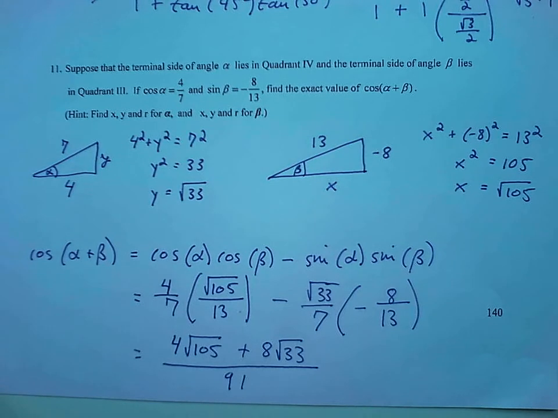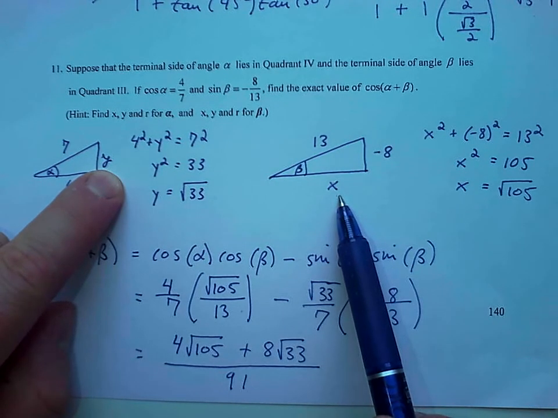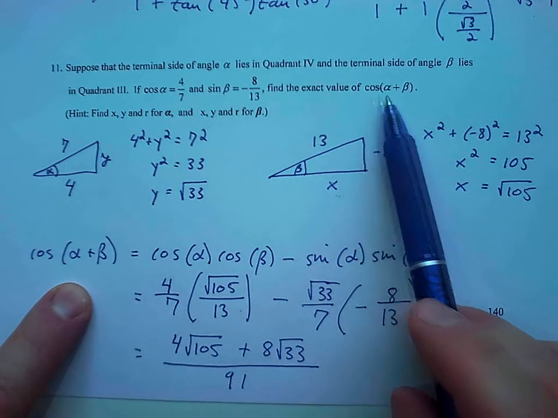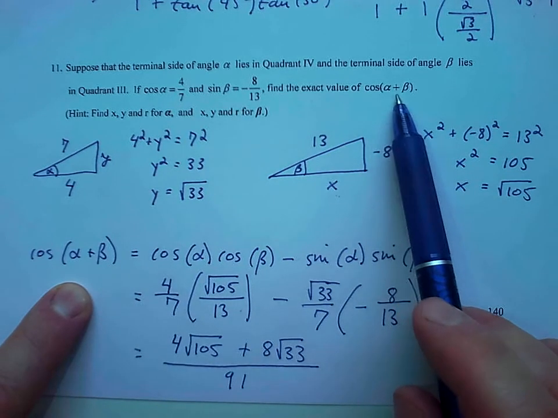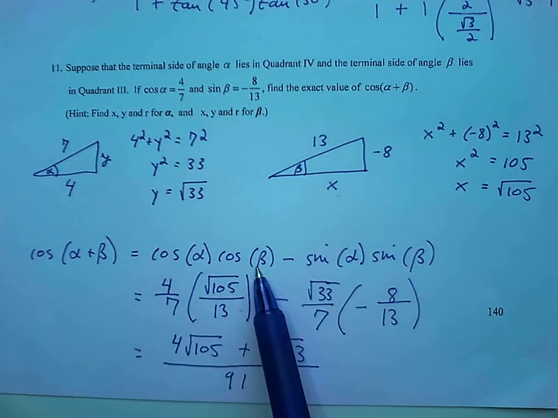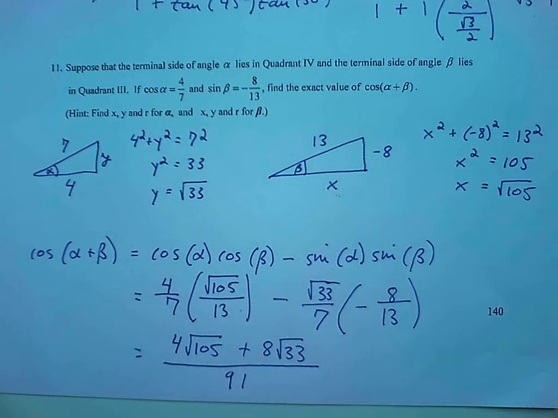All right. So again, the process of this was to find these different sides that we didn't know of these respective triangles, so that once we tried to figure out what it was asking us to do to find the cosine of alpha plus beta, we could figure out what we didn't know, the cosine of beta and also the sine of alpha. All right, let's go on to the next problem.